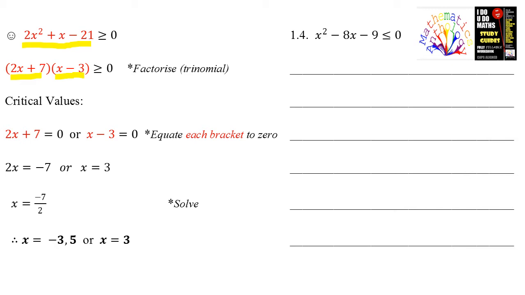From your factorization, you need to get your critical values. So 2x plus 7 must equal to 0, or x minus 3 is equal to 0. You equate each bracket to 0 to get your critical values. So for 2x plus 7 equals to 0, x will equal to negative 7 over 2. And for x minus 3 equals 0, x is equal to positive 3. So our critical values then are negative 7 over 2 or positive 3.